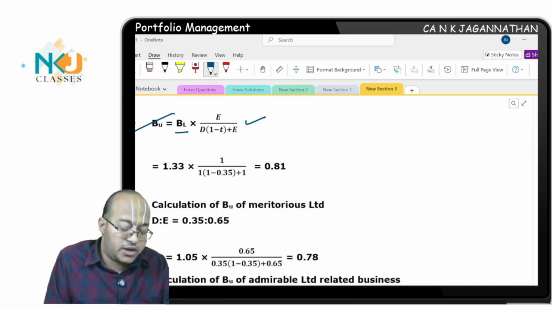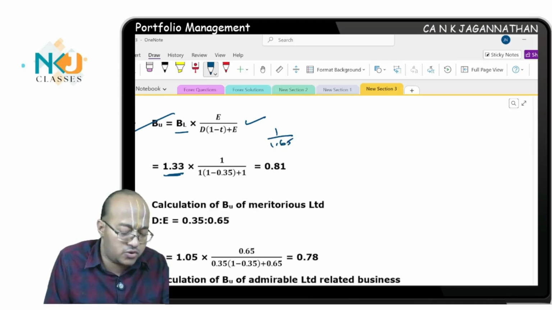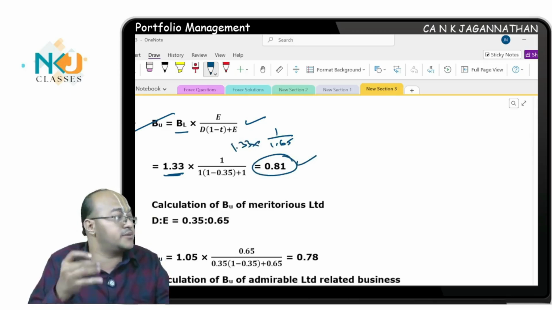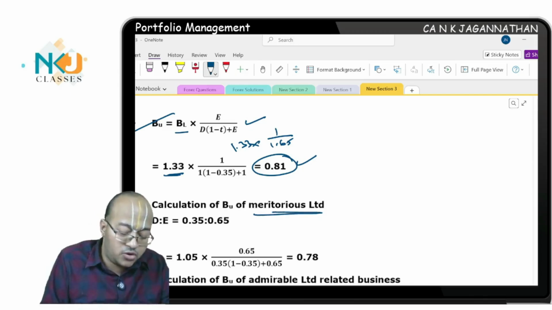Next, it is equal to 1.33 into 1 by 1 into 1 into 65%, or 0.65, or 1.65, so 1 by 1.65. Are you listening? It is equal to 1 by 1.33. You will get 0.81 as the unlevered beta of the related business of Superior Limited. Agreed? Next, come to Meritorious Limited.